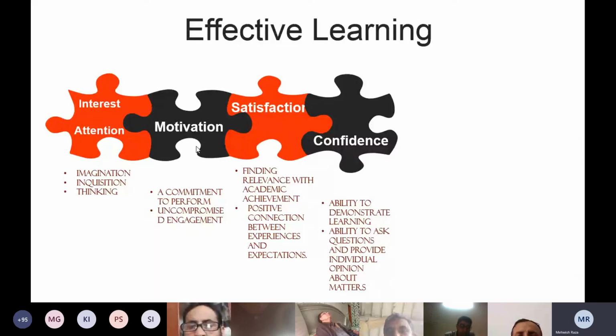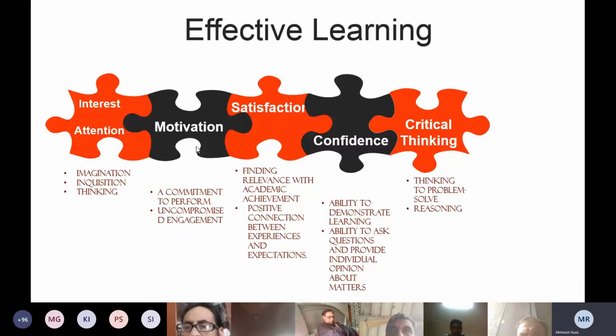They should be able to demonstrate learning. They should be able to ask questions and provide their individual opinion about matters. इतना हौसला, इतना confidence students के अंदर आपने instill करना है through your teaching styles, that their voice is heard. This feeling of being heard is also very important.